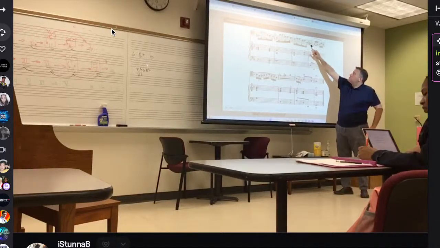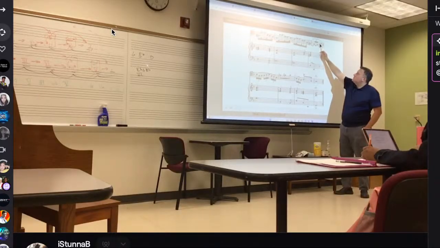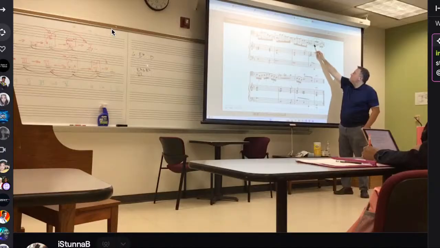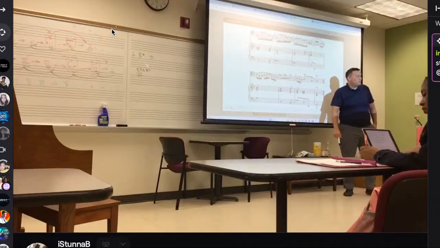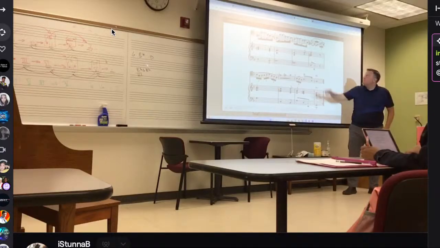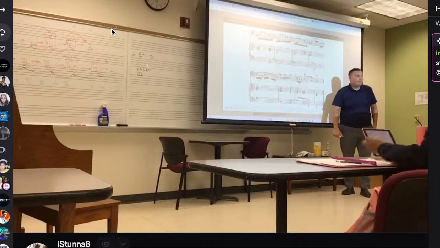Then we have F sharp in the next measure. The chord is D, F sharp, A. F sharp goes down to D, F sharp, A. F sharp, D, F sharp, A, C, A. What would be the non-chord tone in that measure? The C. Again, we circle the C and label it that way.